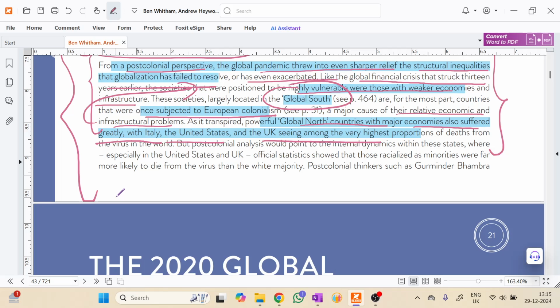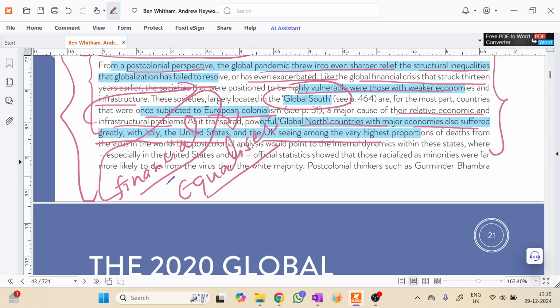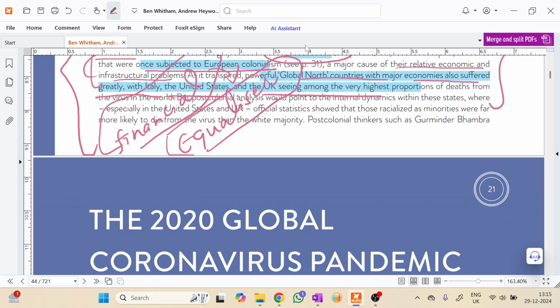It means that the financial crisis might have hit the countries of the global south that reeled under colonialism, but the pandemic proved to be a great equalizer, because it was not a similar case now. Both the weaker and the powerful countries, the global south and global north, the rich and the poorer, all societies suffered a similar fate.